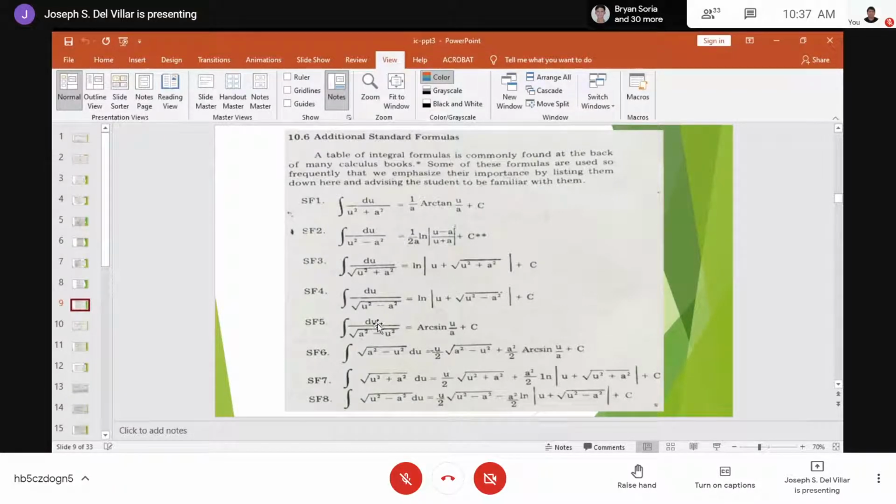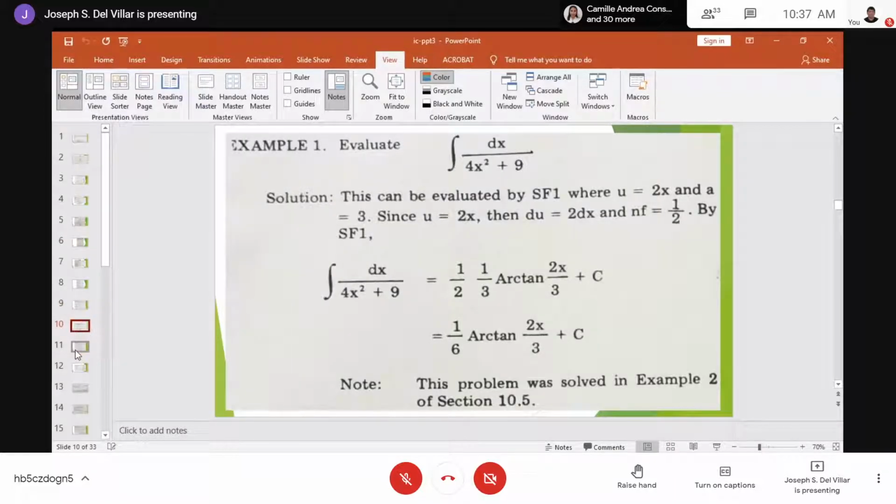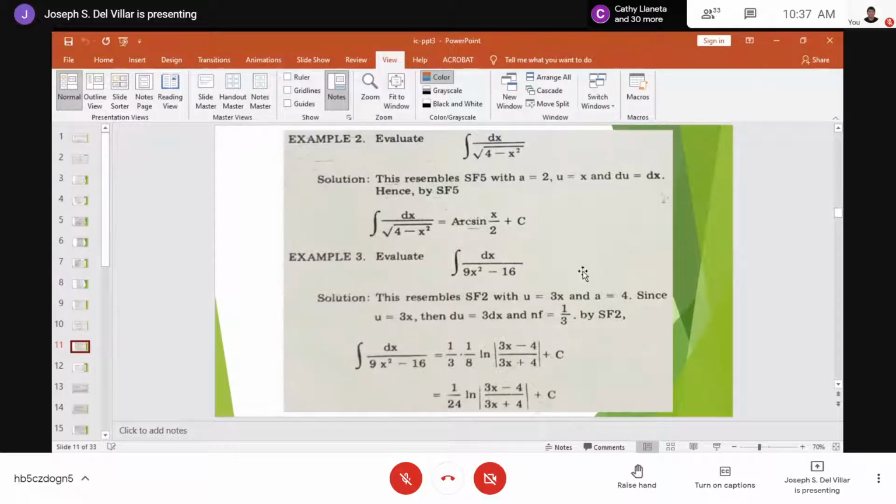So arc sine of u over a, provided du is an exact differential of u. Here, a is 2 and u is equal to x. So we apply the formula: arc sine of x over 2 plus c. It is clear here that a is 2, since we have 2 squared minus x squared.